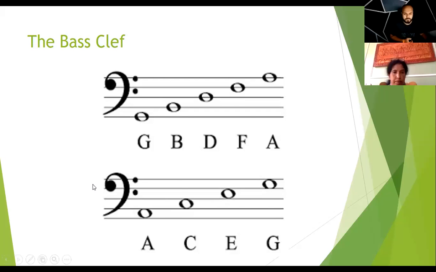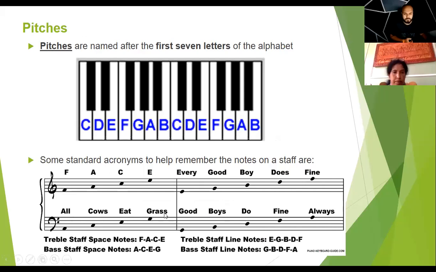Okay, so the shortcuts for this one, you can write it down. The space notes, the easy shortcut is all cows eat grass. So that's an easy way to remember the space notes. And for the line notes, good boys do fine always. So this one starts from G, unlike the treble which started from E, right? So this is going to start from G. Good boys do fine always. And all cows eat grass. That is for the spaces.